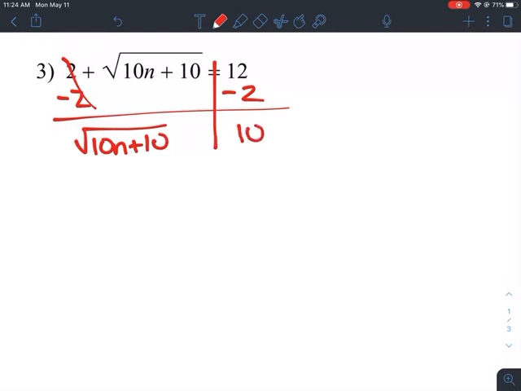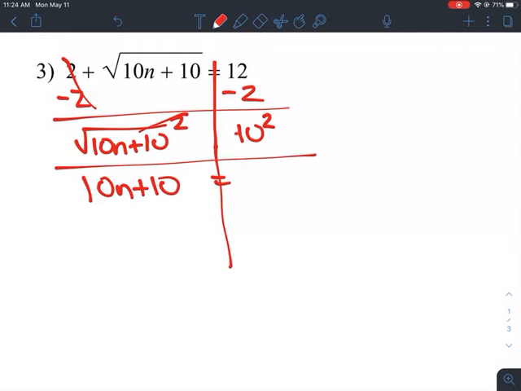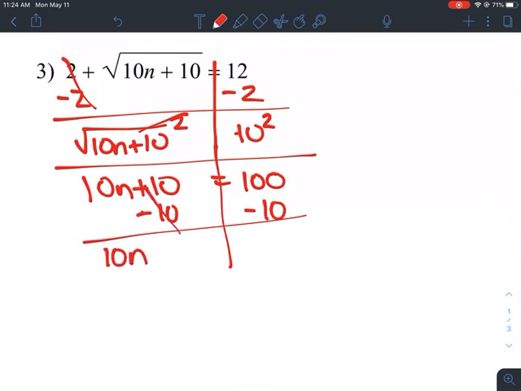Now that I've got the radical by itself on the left side, I'm going to square both sides. These two essentially cancel each other out, so I get 10n plus 10. But on this side, I'm actually going to square the 10, so I get 100 because 10 squared is 100. Then it's just a linear equation, so I solve. I'm going to subtract 10 on both sides, and then divide by 10. And I get 9.